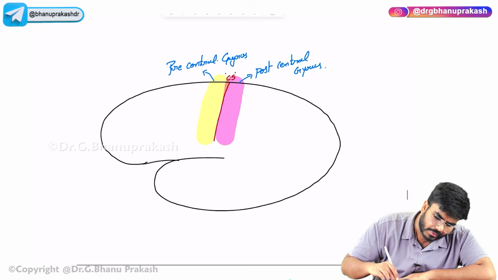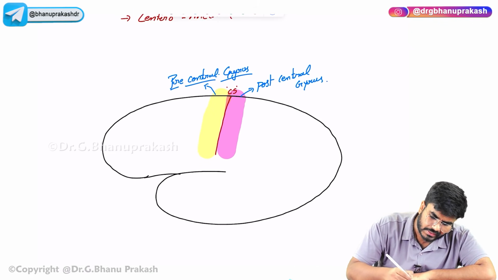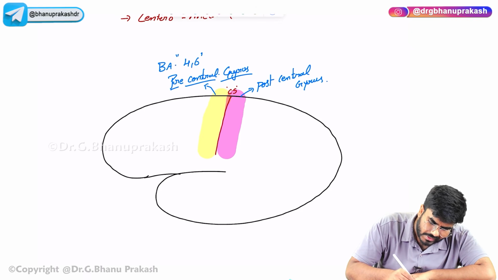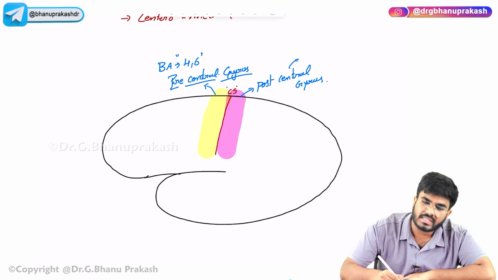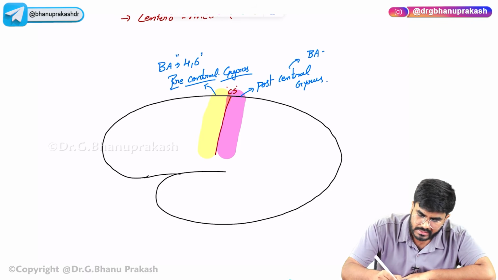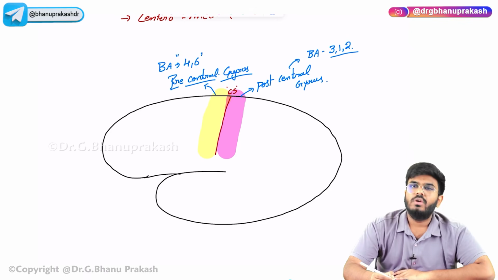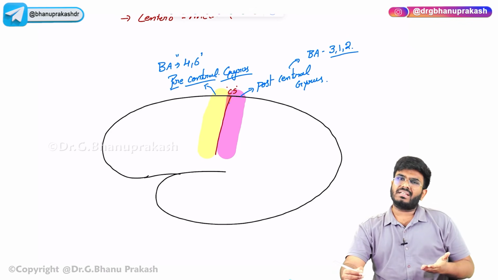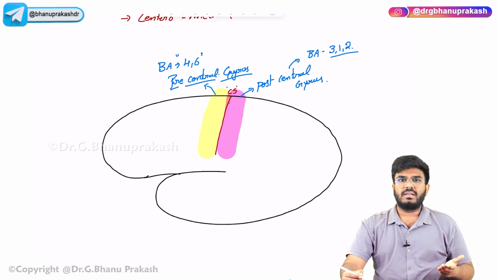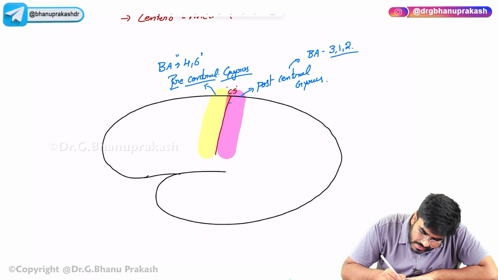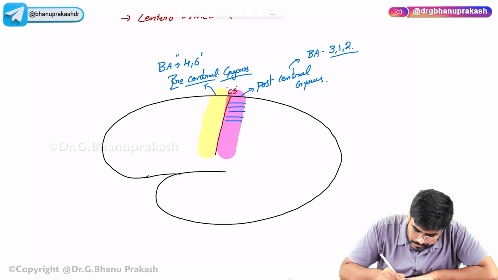The Brodmann's area number of the precentral gyrus is 4 and 6, and for the postcentral gyrus, the Brodmann's area number is 3, 1, 2. So what exactly are they? What is this postcentral gyrus and what is this precentral gyrus? This is the area of your brain which I am highlighting.